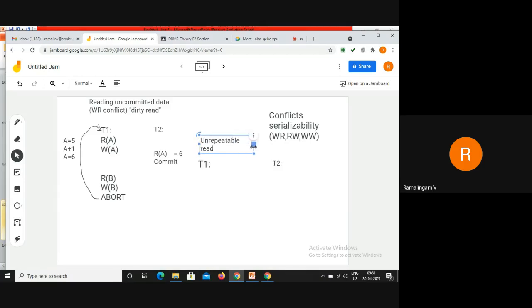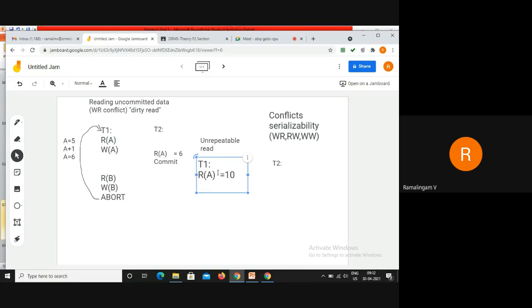It is also called unrepeatable read. Let us come to the transaction examples. In T1, I am reading a value of A, and let us assume that initially the value of A is 10.